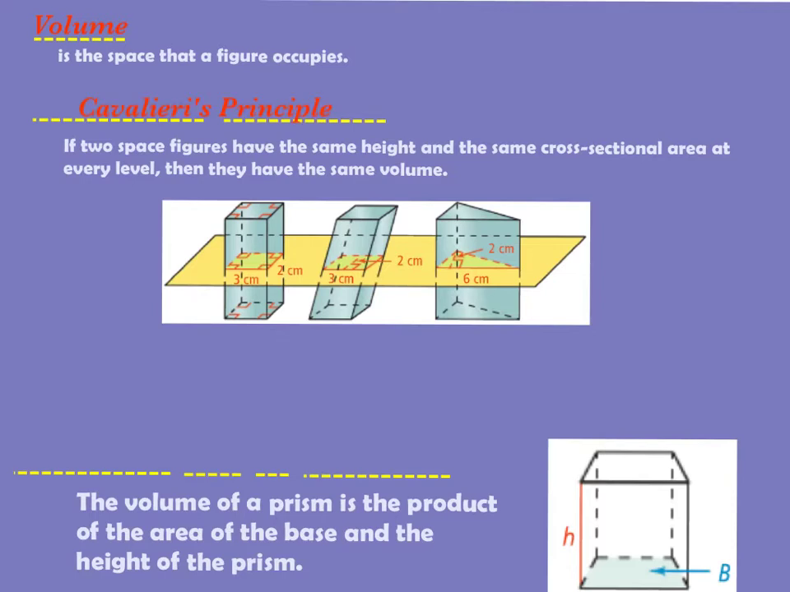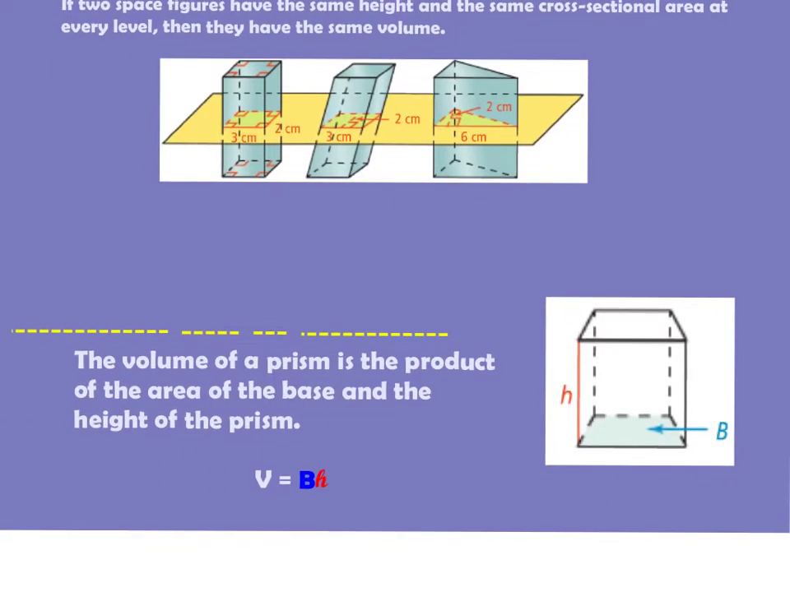Now we can extend this principle to pretty much any prism, and that's how we can come up with the volume of a prism. So the volume of a prism is the product of the area of the base and the height of the prism. So volume is equal to base times height. Again though, the base is the area of the base and then the height of the prism.